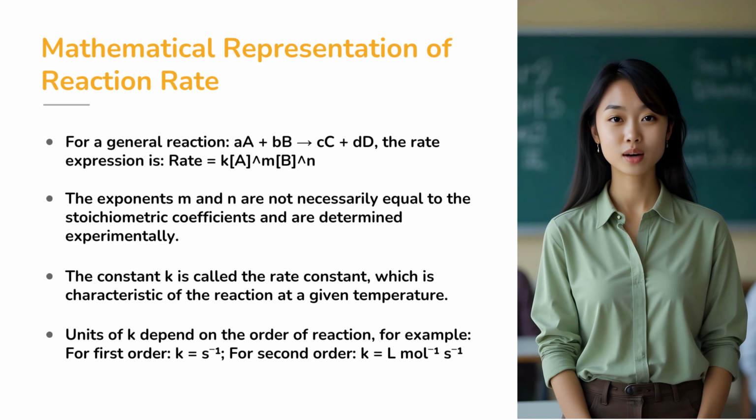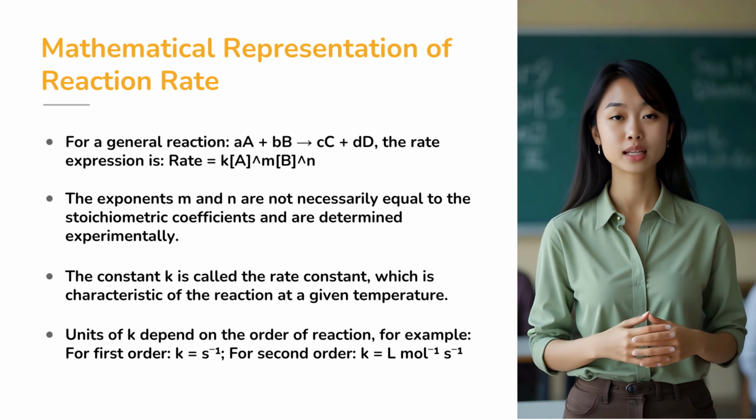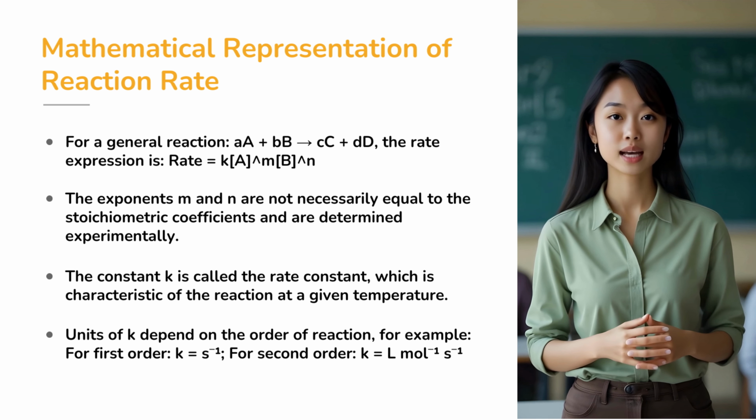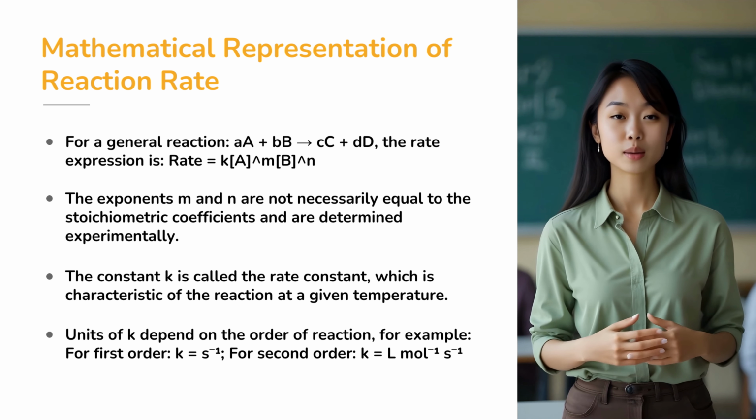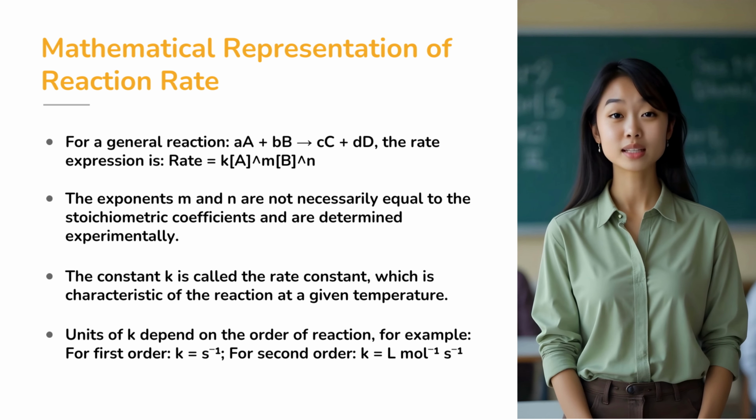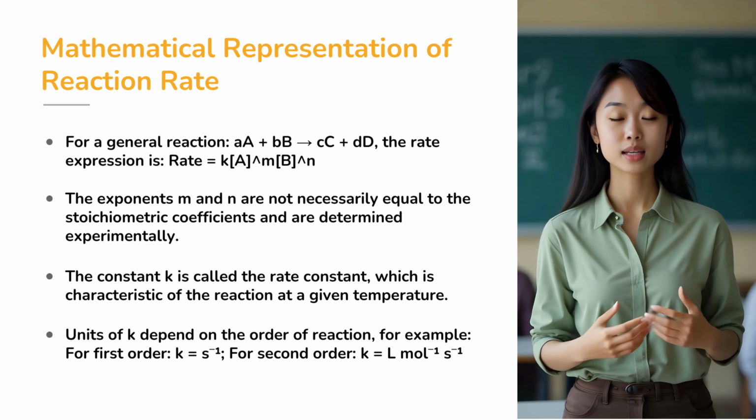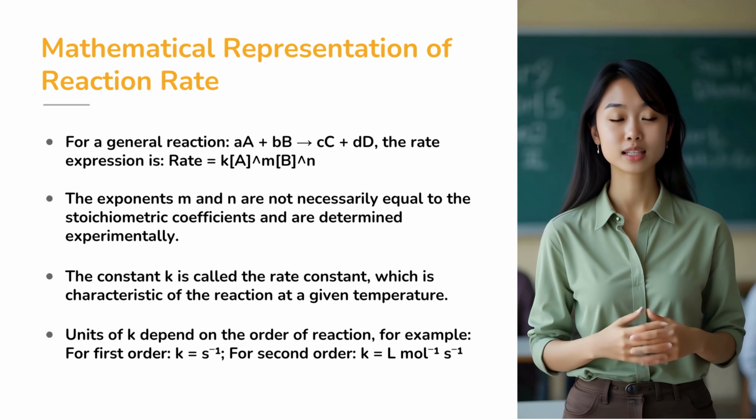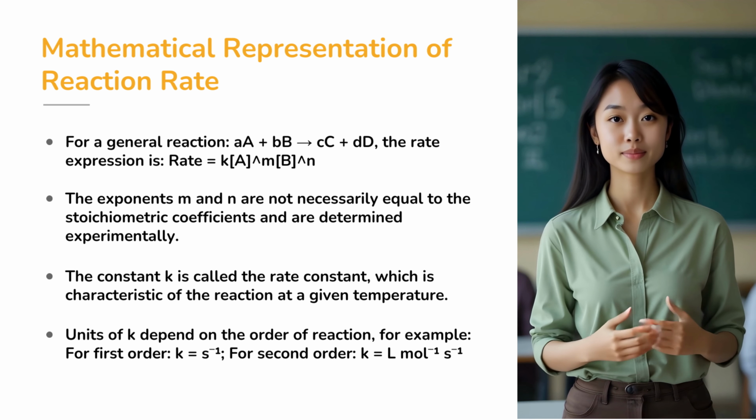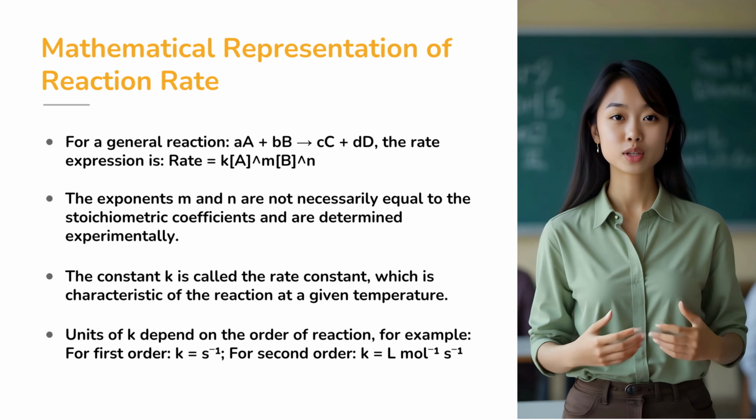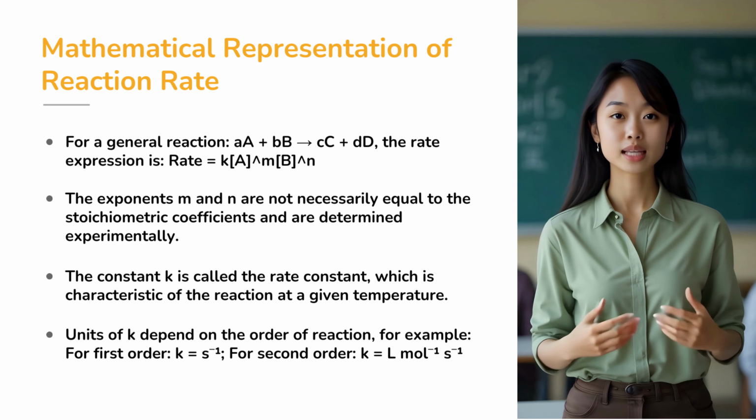Now let's talk formulas, the heart of chemical kinetics. For a general reaction, aA plus bB gives cC plus dD. We express the rate as rate equals k times concentration of A to the power m times concentration of B to the power n. Here, k is the rate constant and m and n are the reaction orders with respect to A and B. But keep in mind, these exponents are not necessarily equal to the stoichiometric coefficients. They're determined experimentally. The rate constant k varies with temperature and is different for each reaction. Its units depend on the overall order of the reaction.